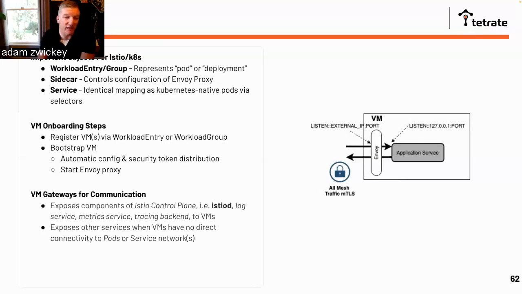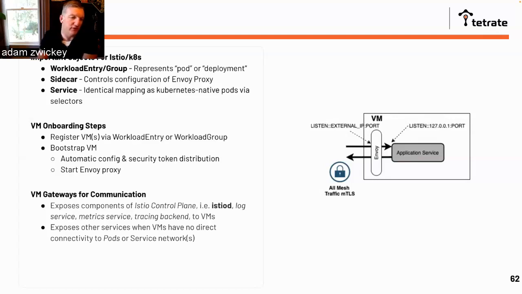And then the act of getting that Envoy proxy, getting that VM onto the mesh, is simply: register as a workload entry and then bootstrap that VM, which really means get some configuration into that VM, security tokens, certificates, and the instructions of how it should operate, and then start up that Envoy proxy. And Tetrate gives you some tooling that makes that quite easy.